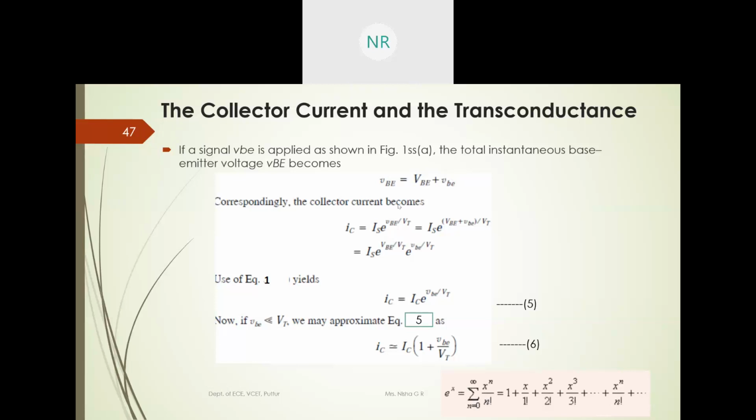Correspondingly, the collector current becomes, we know the equation for collector current, Ic is equal to capital Is, because Is is a constant, it doesn't depend on any value, into e to the power the instantaneous base to emitter voltage that we have written in the equation, divided by Vt. Even this is also a constant, capital Vt. Now in this Is e to the power vBE by Vt, this instantaneous value is nothing but DC plus AC, substituted here.